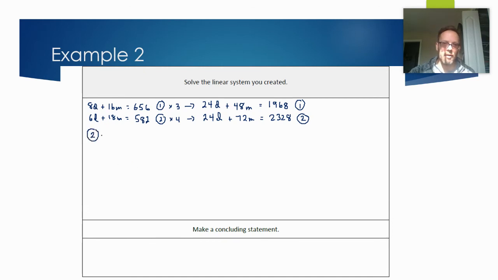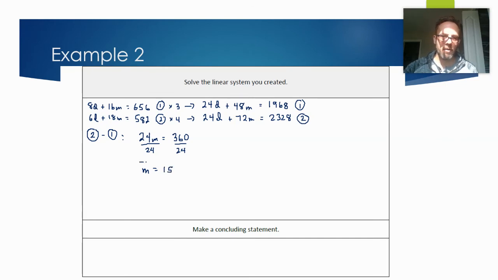I think it'd be best to subtract equation 2 minus equation 1 to keep things positive. The D's cancel out, and 72 minus 48 gives me 24M. And then 2,328 minus 1968 is 360. And I'm excited because it looks like I'm going to get a nice round number here. If you divide 360 by 24, I believe that's 15. But I'm going to double check. It is 15. So that's cool.